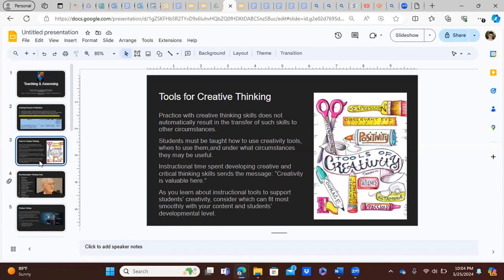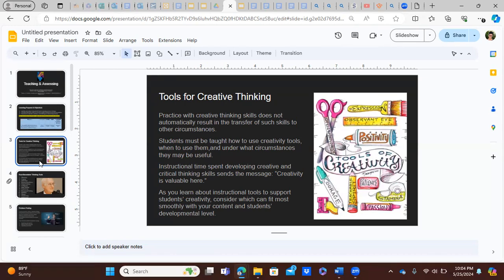And this is the second point. Students must be taught how to use creativity tools, when to use them, and under what circumstances they can be successful. So all research indicates that explicit instruction is necessary. Just like literacy skills and math skills, in order for us to build the creative thinking skills, students definitely benefit from being explicitly taught different strategies and how to use them.